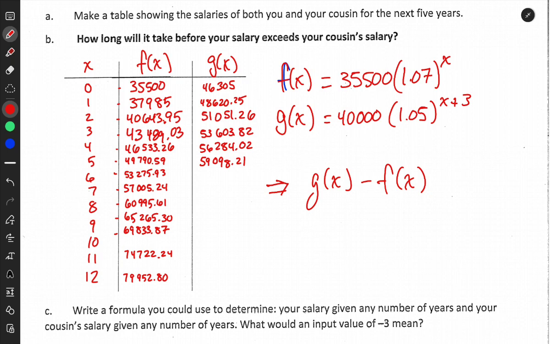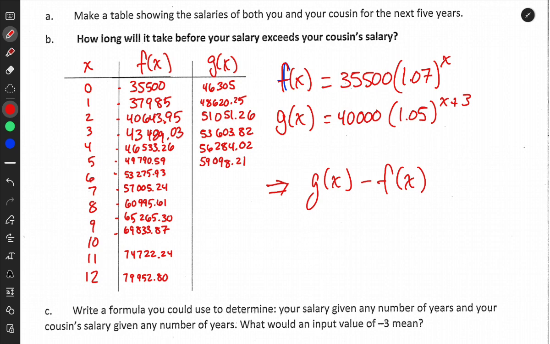I'm going to enter $40,000 times 1.05 raised to the power of, and I'm going to have to stay up in that exponent. I want to go x plus 3 extra years. Leave the exponent. Okay, so that's g of x minus your salary. So from that, I'm going to subtract $35,500. Oh, no, not raised to the power yet. Don't get crazy. Times 1.07 to the power of x.